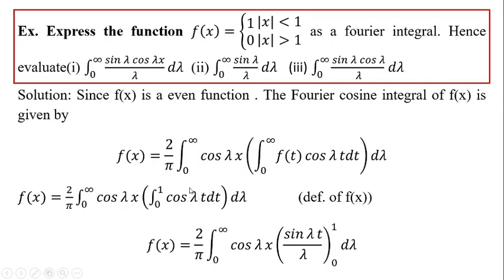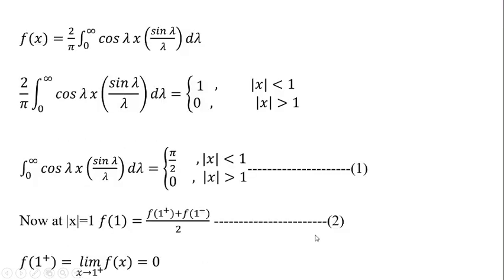Now simplifying this integral. So integration of cos lambda t is sin lambda t upon lambda. It is integration with respect to t and then applying the limit. I'll apply the upper limit, put t as 1, so I'll get sin lambda by lambda, right? And when I put the lower limit as 0, sin of 0 is 0. So we will have the simplification as this sin lambda by lambda only. Now let's substitute the value of f of x, which is given as 1 and 0 for mod of x less than 1 and mod of x greater than 1.